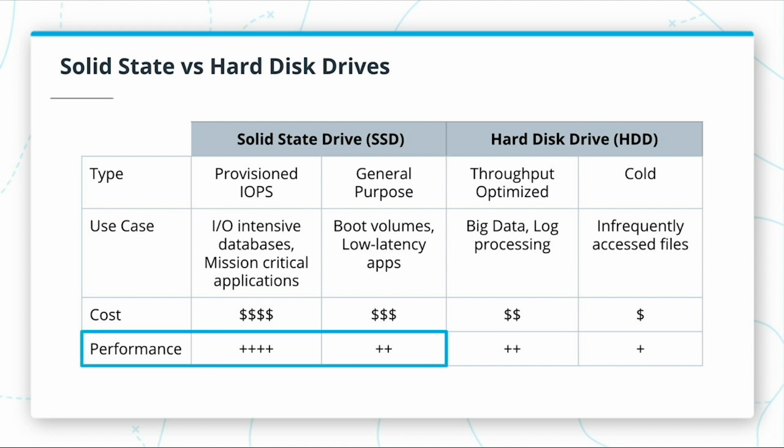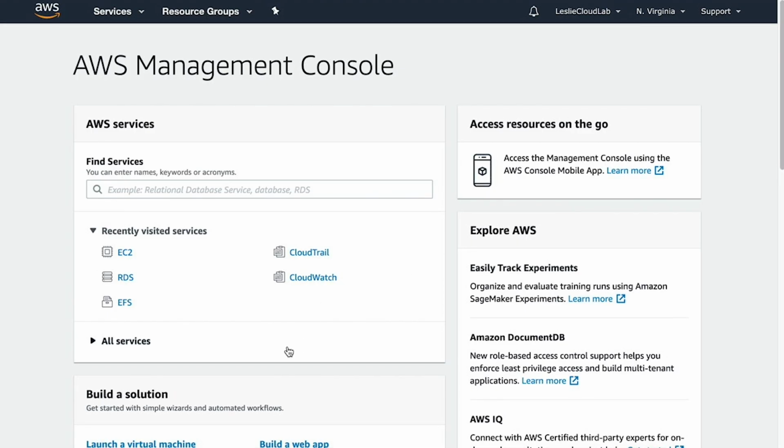Solid-state drives provide single-digit millisecond latency for transactional workloads like databases where performance depends on IOPS. And hard disk drives are for high-throughput workloads where the drive is expected to process large amounts of data measured in megabytes per second. Let's take a look at creating a snapshot from an EBS volume.